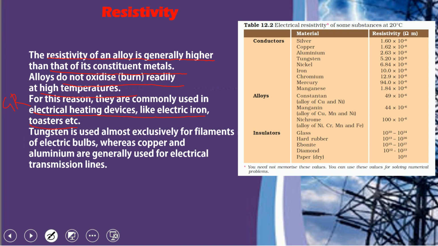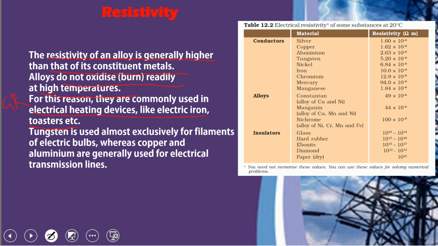Now tungsten is generally used in the filaments of electric bulbs. Copper and aluminum are generally used for electric transmission wires. Now, about insulators, you can see the resistivity of insulators. For glass it is 10 to the power 10 to 14. Hard rubber is 10 to the power 13 to 16. Dry paper is 10 to the power 12. So this is about resistivity.